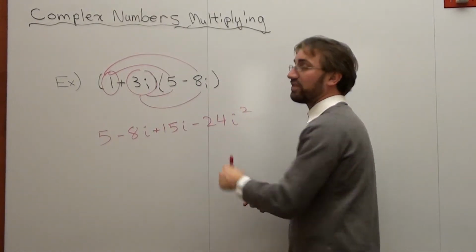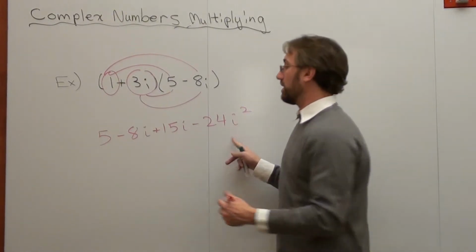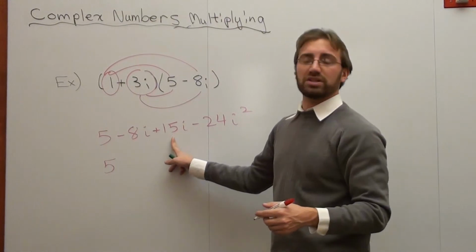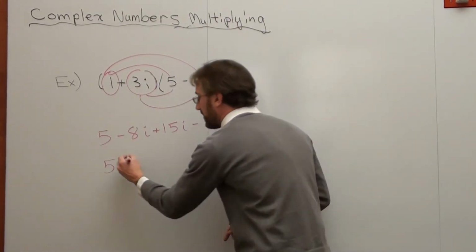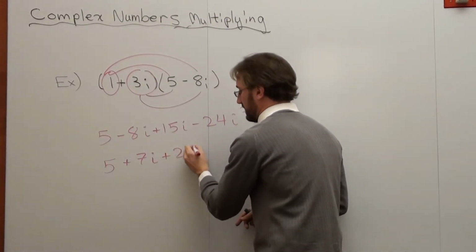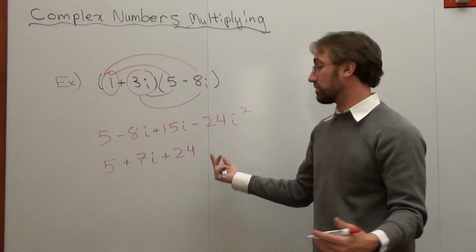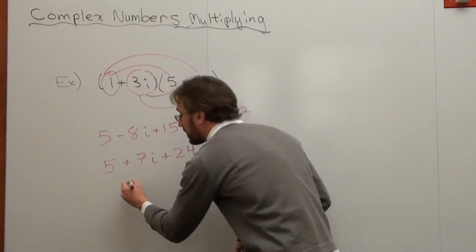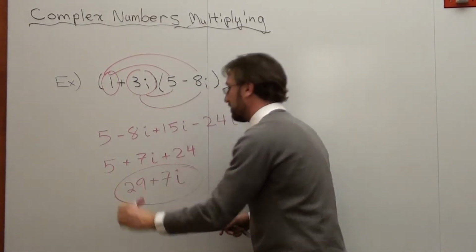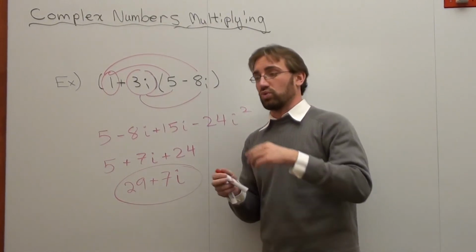Careful with this, because by definition i squared is negative 1. So it's actually negative 24 times negative 1. So I got 5. Let's combine these because they're like terms. Negative 8i plus 15i is positive 7i. And the other term is 24, because i squared is negative 1. Negative 1 times negative 24 is 24. Add up 5 and 24 together, that's 29, plus 7i. Done.